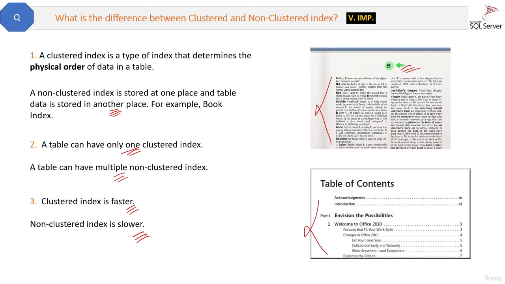Now remember one thing, while creating multiple non-clustered indexes in a table, do not create them for every column. Create them, but only wherever required. Otherwise, since a non-clustered index is stored separately, multiple non-clustered indexes also take up memory and space. And if they are not required, then it's not good. Those are the differences between clustered and non-clustered indexes.